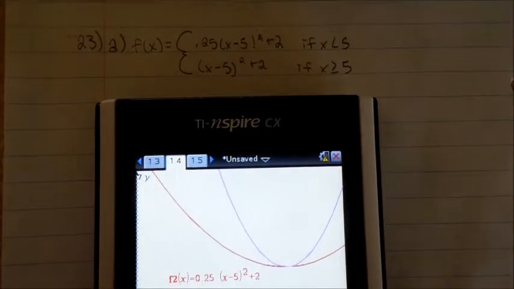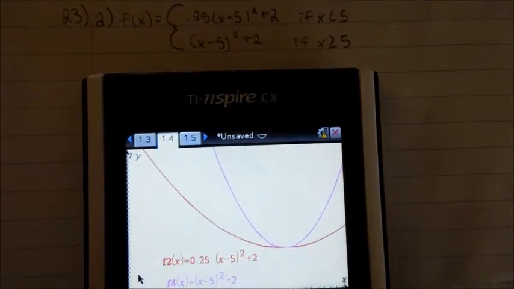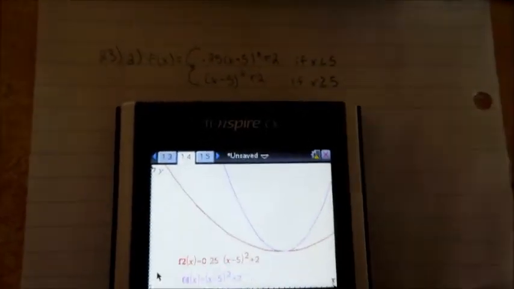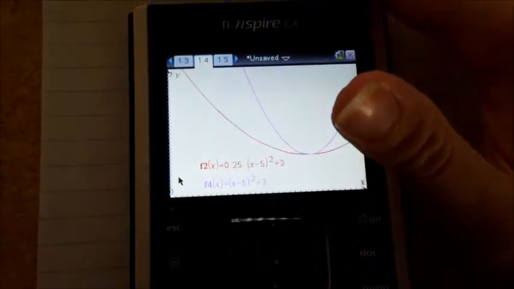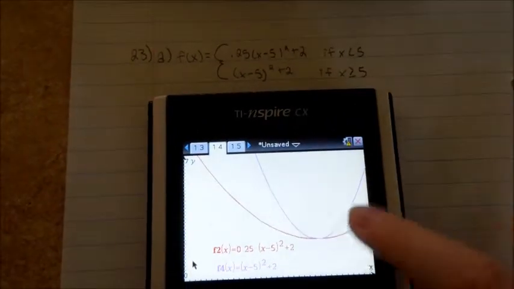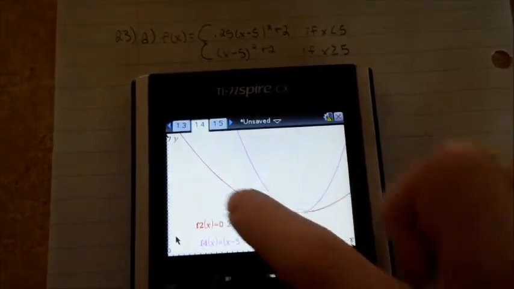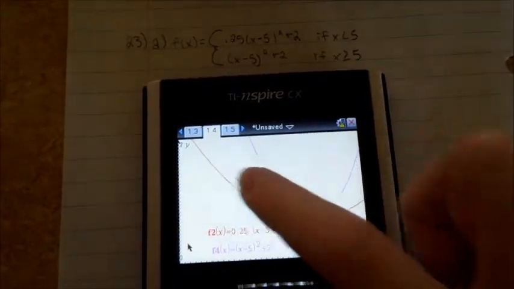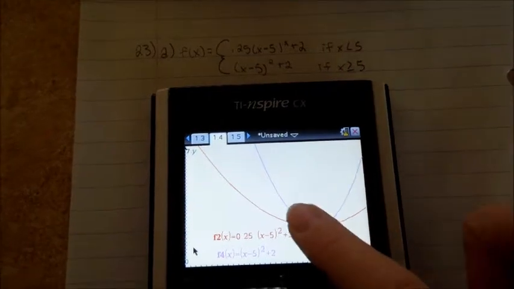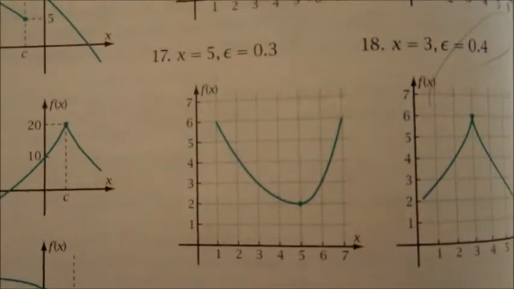For problem 23a, you have to determine what graph the formula relates to. So basically, when you graph your function, this first function is the red one, and this second function is the purple one. So when x is less than 5, it follows this large one, and when x is greater than or equal to 5, it follows the skinnier parabola. And that matches graph 17.